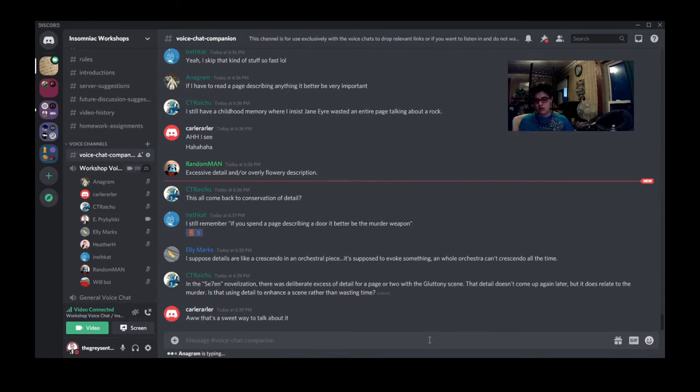So right, Raichu, that makes sense. So that person is using the excess of detail for gluttony as kind of, I think, probably a metaphor for the fact that it is gluttony. That can be definitely a valuable way of doing it, but you should do it with intention.